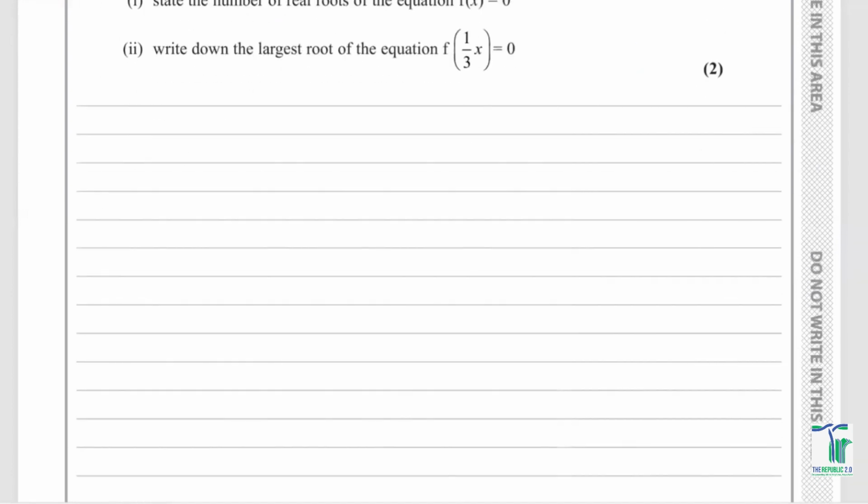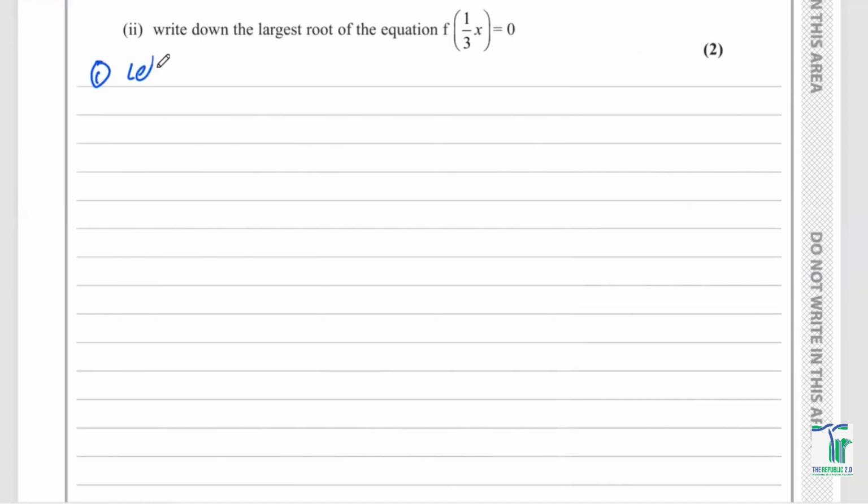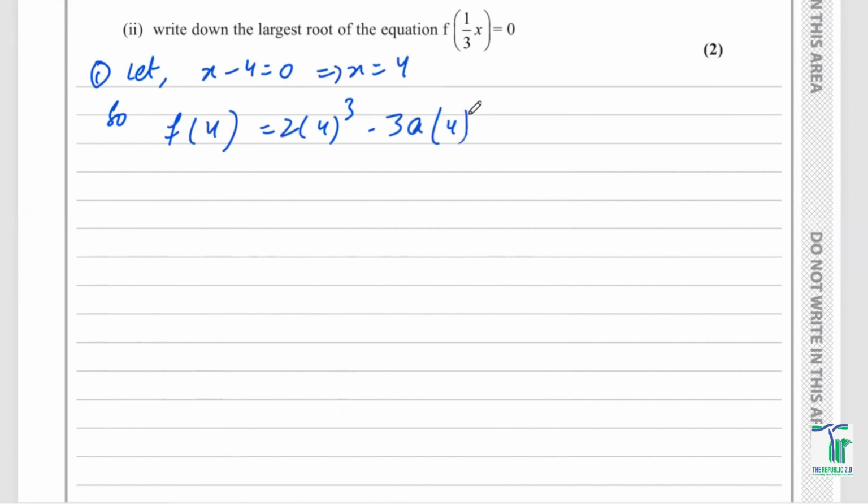First of all, for the first part, let us assume that x minus 4 is equal to 0. That would give me x equals 4, right? So the function above would become f of 4 equals, I'm just going to plug in, 2 times 4 cubed, then minus 3a times 4 squared, then plus b times 4, and at the end plus 8a. So I'm just going to simplify it. Since it was a factor, f of 4 has to be 0.